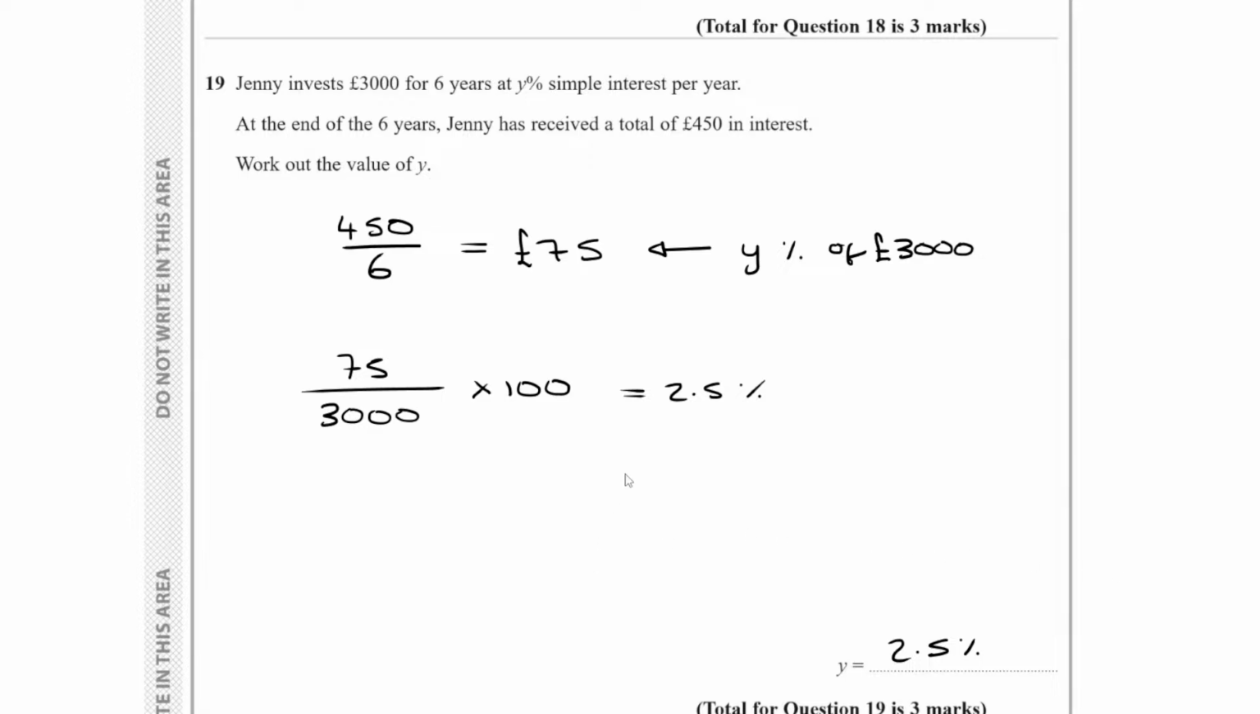So that one's just working backwards a bit. It's a little bit difficult to figure out, but working backwards. But just remember the difference between simple interest and compound interest. Simple interest is the same exact amount of money every year. So you can equally share out the total interest.